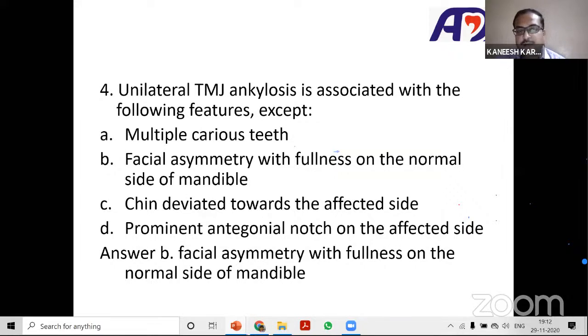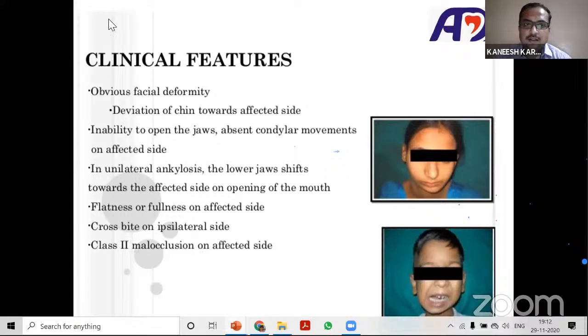It is B. Facial asymmetry with fullness on the normal side of the mandible. Yeah, obviously, the chin always deviates towards the affected side. Facial asymmetry with fullness on the affected side, not on the normal side. See here, there will be obvious facial deformity, deviation of the chin towards the affected side, inability to open the jaws. In lateral ankylosis, the lower jaw shifts towards the affected side, with flatness or fullness on the affected side. Okay, there will be fullness on the affected side.